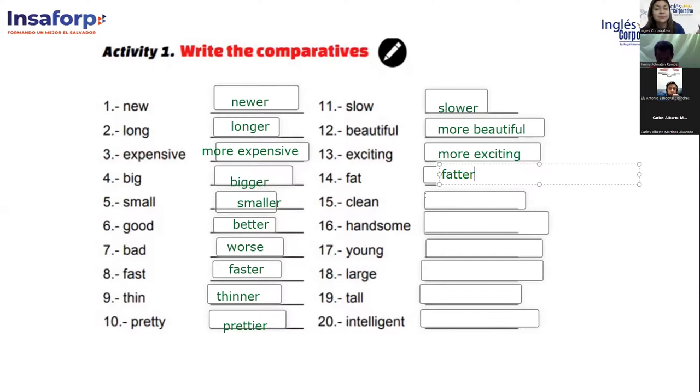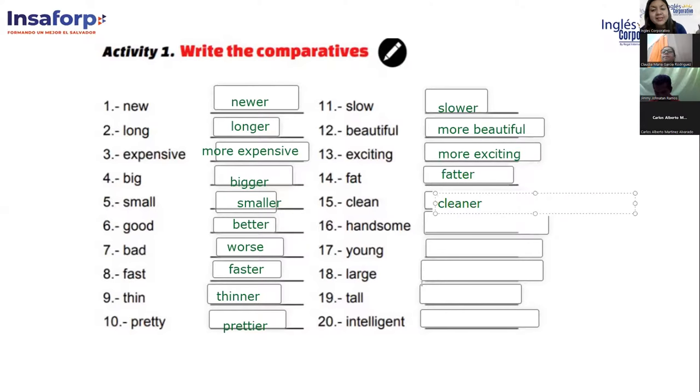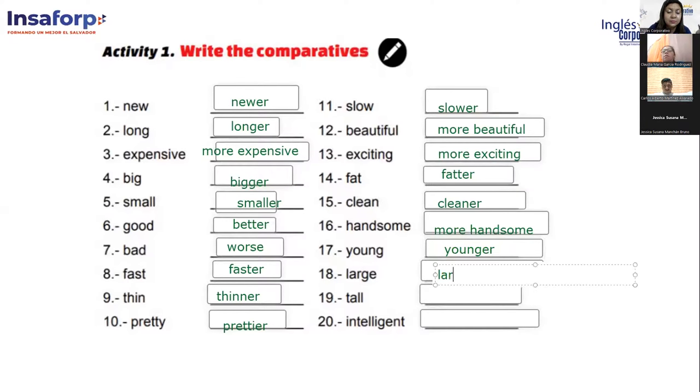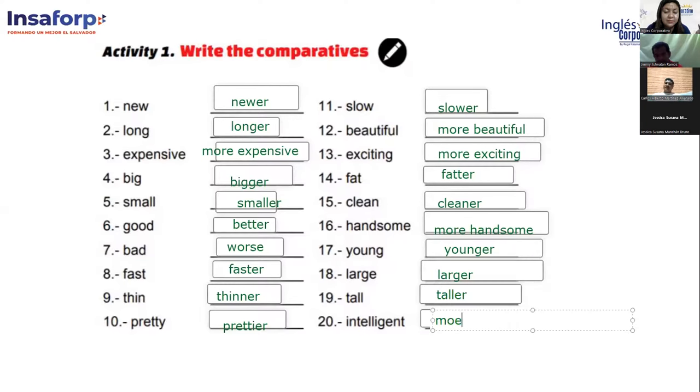Clean. Cleaner. Handsome. More handsome. Young. Younger. Large. Larger. Tall. Taller. Taller. Intelligent. More intelligent.